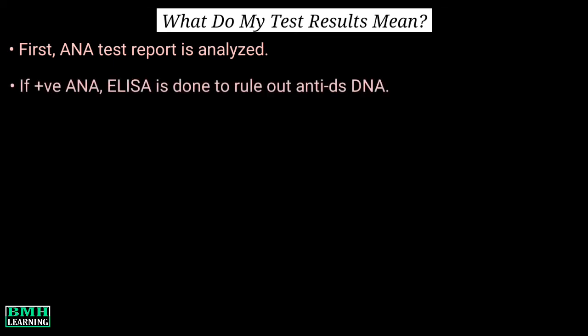Now, what do my test results mean? First of all, the ANA test report is analyzed. If the test shows a positive result, the ELISA test is done in order to check for anti-dsDNA in the blood. So if that result also happens to be positive, that is, if the patient is found to be positive for anti-dsDNA, lupus is inferred. Now this doesn't mean that lupus is confirmed.